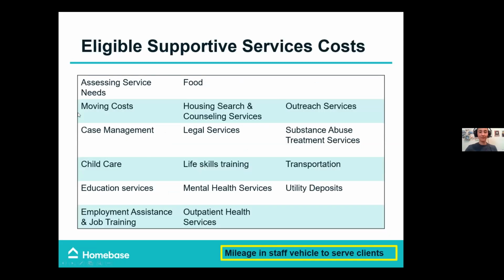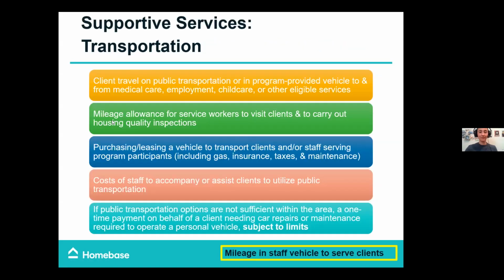Next slide. I know there's a slide that lists out the costs in further detail, and here on this list, I see transportation, which is great. So I'm gonna go to the slide that specifically speaks to transportation in further detail. And here I see mileage allowance for service workers to visit clients and to carry out housing quality inspections. Mileage allowance, that's exactly what I'm looking for. Perfect, so it's a match.